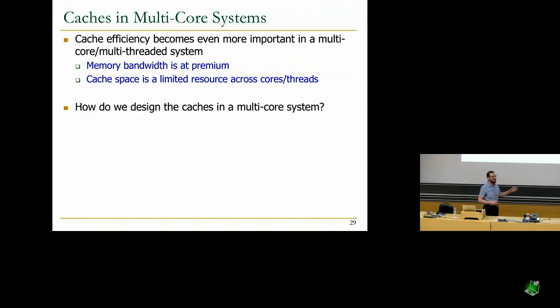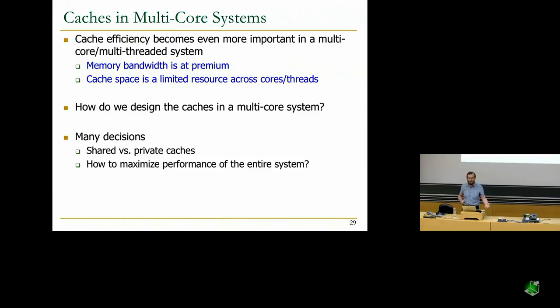Clearly, I'm not going to answer this question. The master's level course actually covers a lot of the design choices. There are many decisions over here. Do you make the caches shared between the cores, private to each core, or a subset of the cores share some caches? We've seen all of those designs, actually. All of these different caches exist. How do you maximize the performance of the entire system if you have many threads?